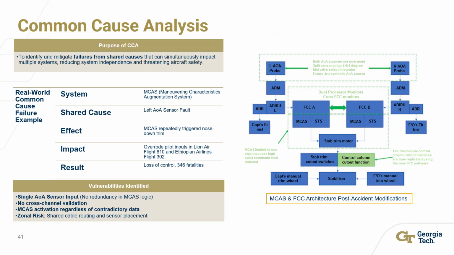This is a common cause analysis, and this is where we identify the failures that can simultaneously affect multiple systems. For the 737 MAX, the shared cause was the angle of attack sensor failure, which affected both the MCAS and the flight display. Post accident, modifications focused on improving logic and reducing this risk by implementing sensor cross validation.